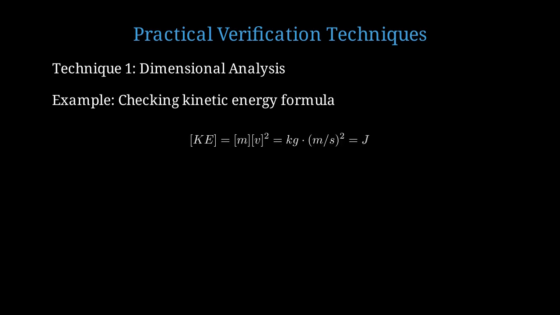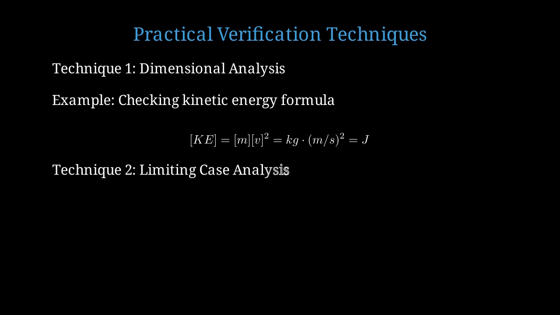Technique 1. Dimensional analysis. Every equation must be dimensionally consistent. Check that both sides have the same units. Example, checking kinetic energy formula. 1/2 m v squared should have units of energy. Units are kilograms times meters per second squared equals joules. Correct. This catches many algebraic errors.